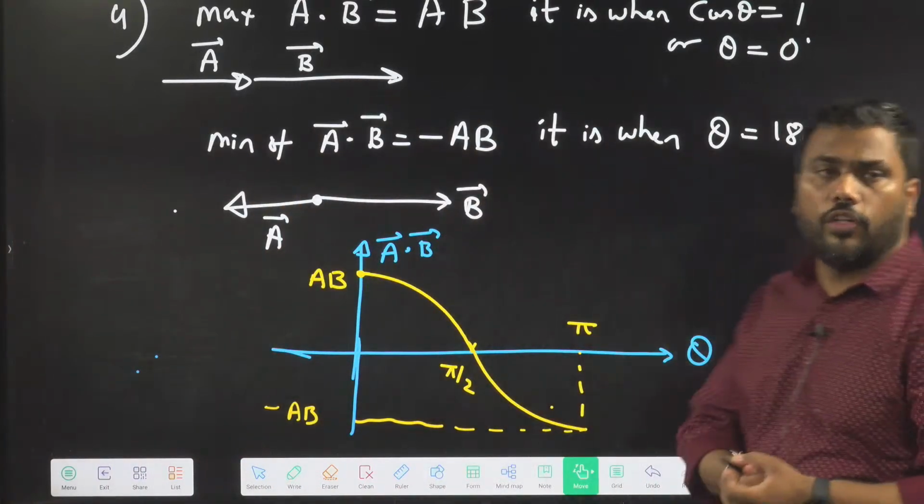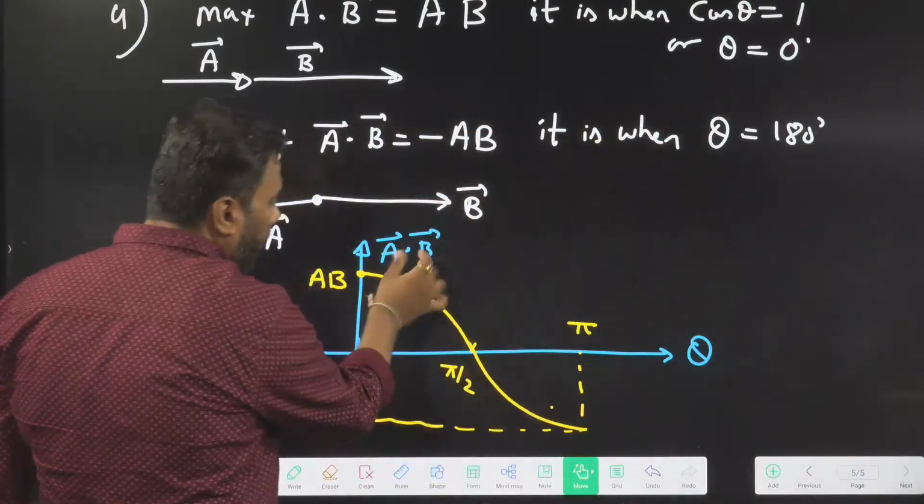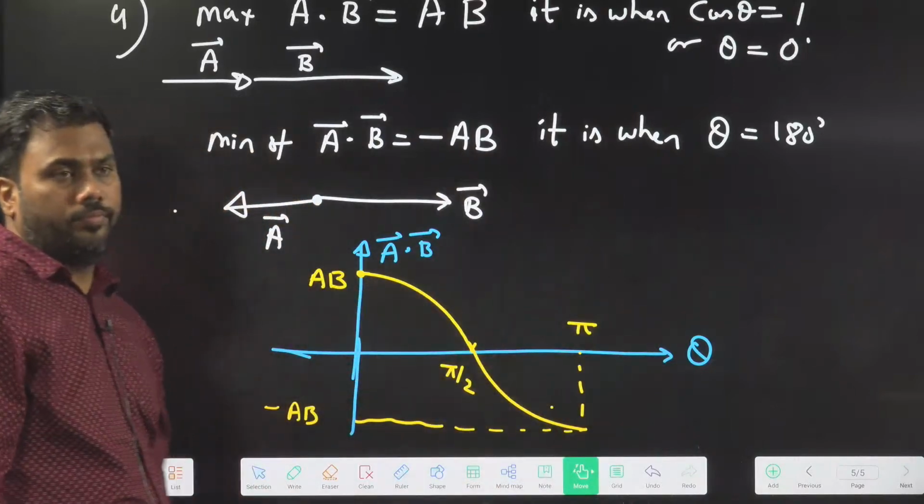This is just a graph of cos theta. Why am I drawing the graph like this? Because this is the graph of cos theta. A dot B is AB cos theta. So I am changing theta. The graph of cos theta will come.